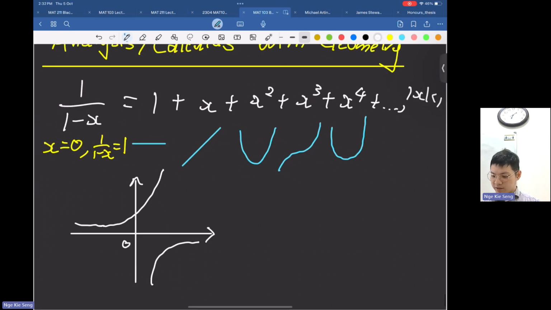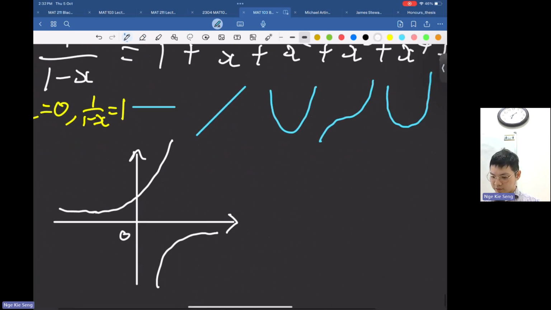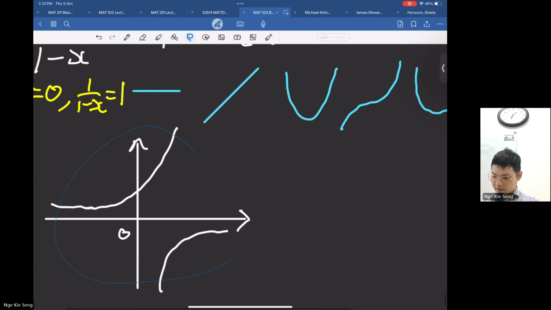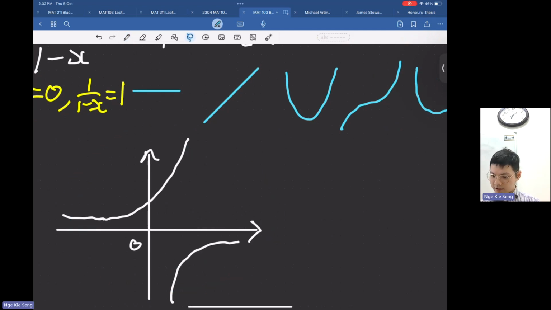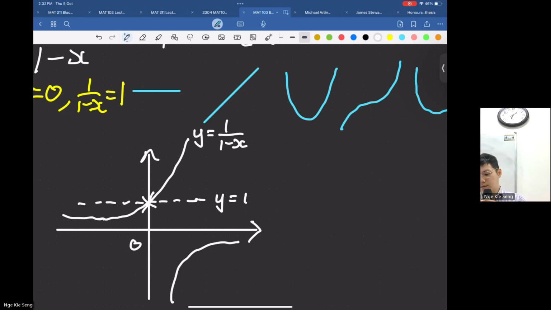Let's zoom in a bit. So x equals 0, zoom in. In this case, here it is. We zoom in here. The first term is 1, and 1 is equal to the y-intercept here. So this is y equals 1. Your function is y equals 1 over 1 minus x.